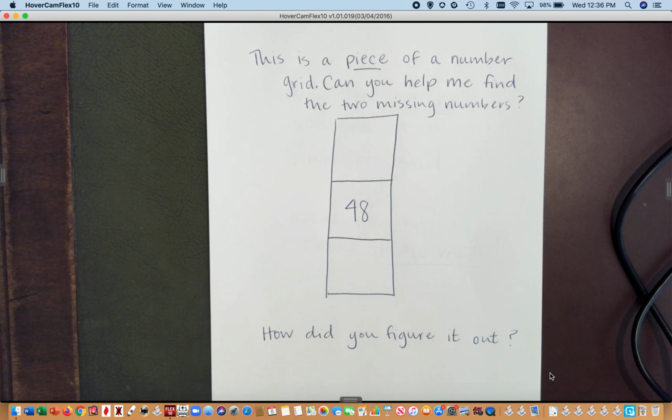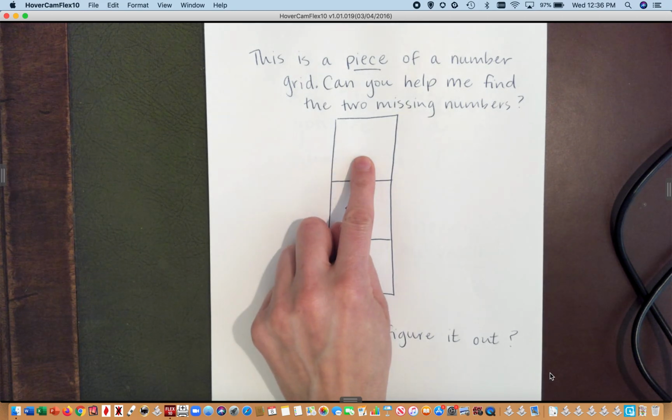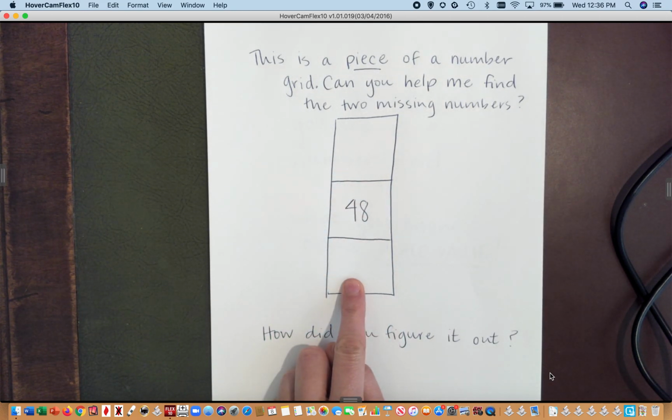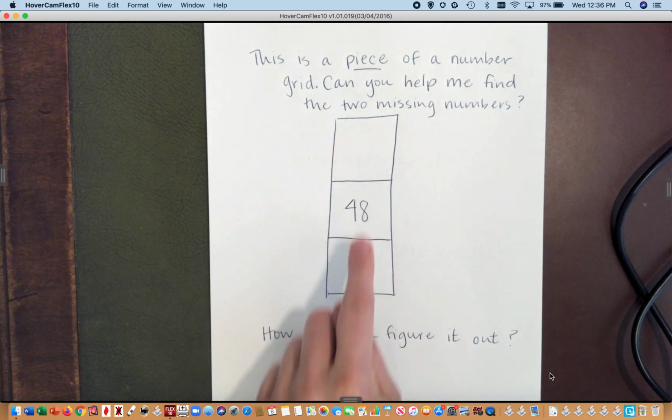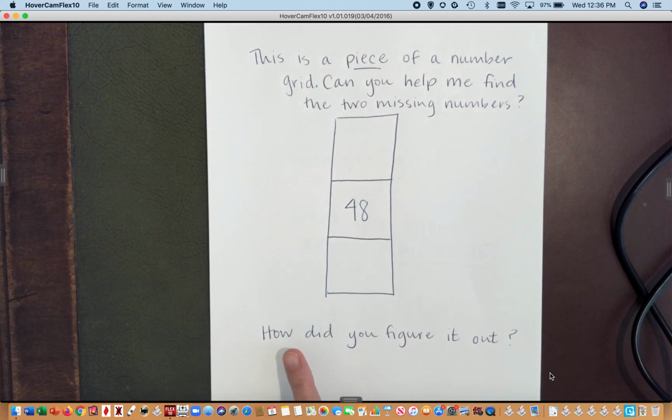But you can turn and tell a partner or a grown-up or someone who's helping you with your schoolwork what you think this answer is and this answer is above and below 48, and you can also explain how you figured it out.